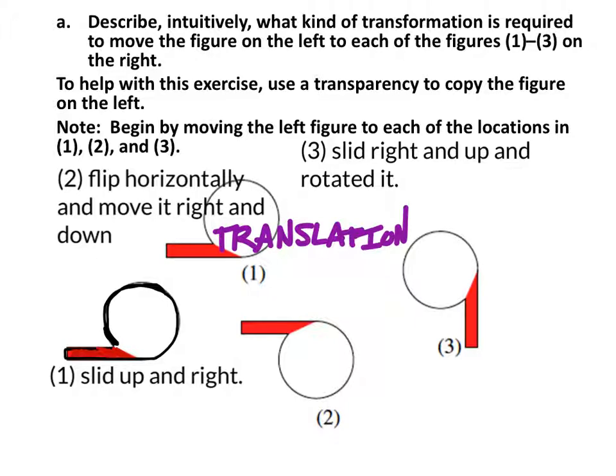The second one here, number two, that is what is called a reflection. Some of you guys use the terminology mirroring or flipping. The formal name for it in this class is reflecting. Finally, the third one, that was a rotation, which most of you guys use. Some of you guys use turning or twisting. It's the same thing as a rotation.